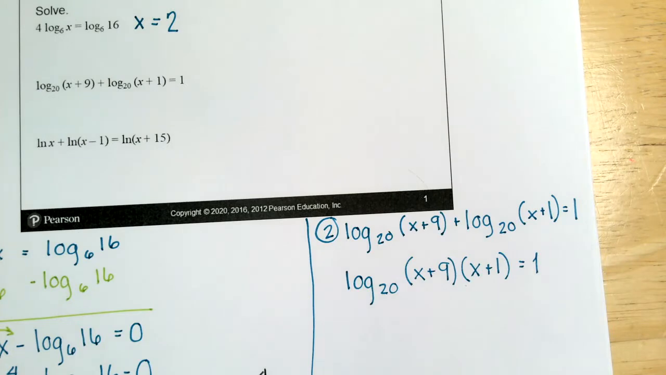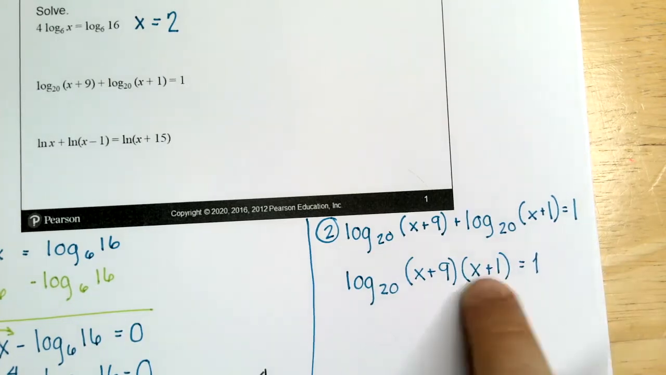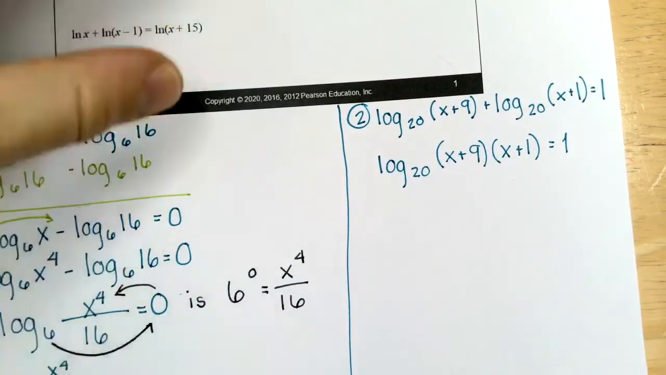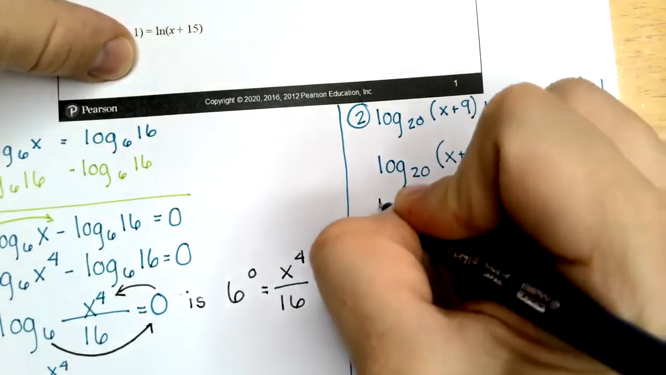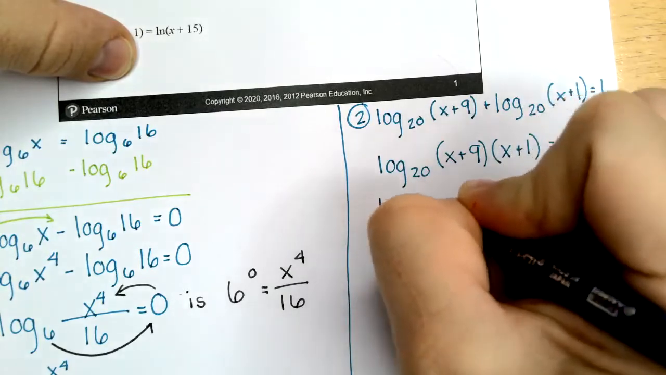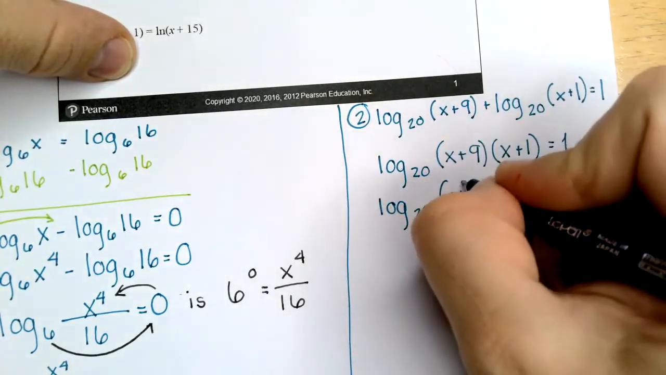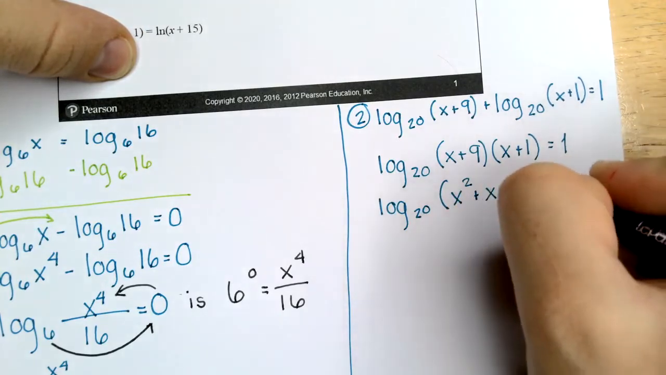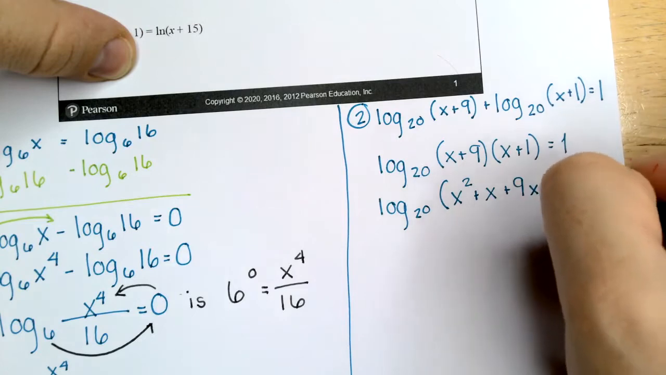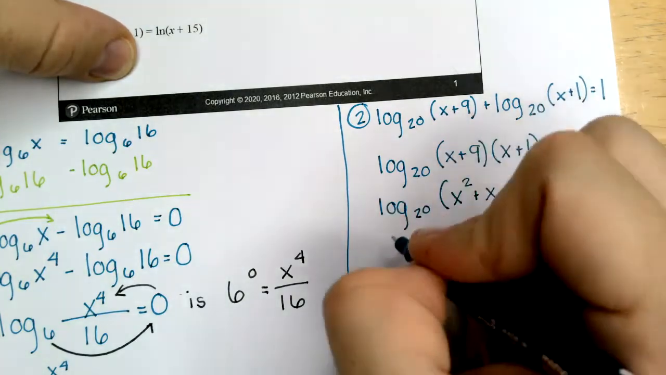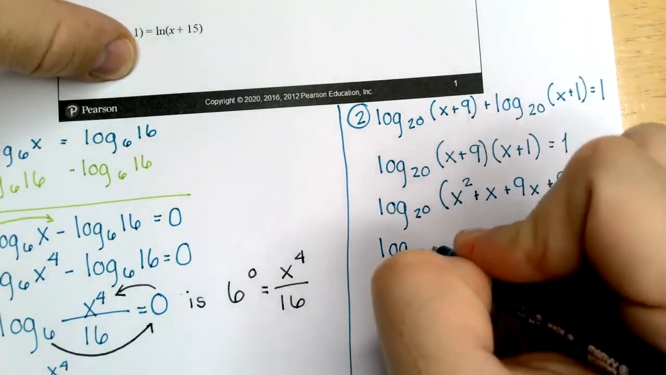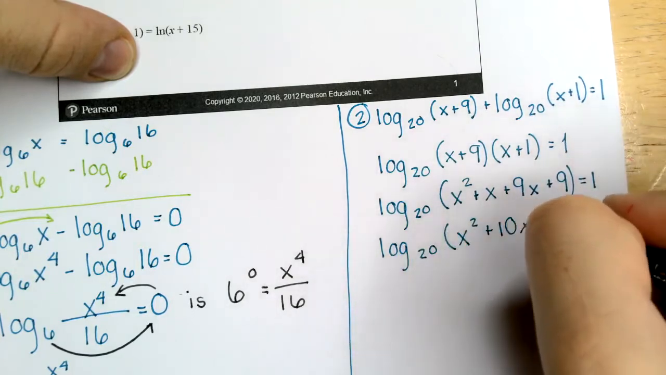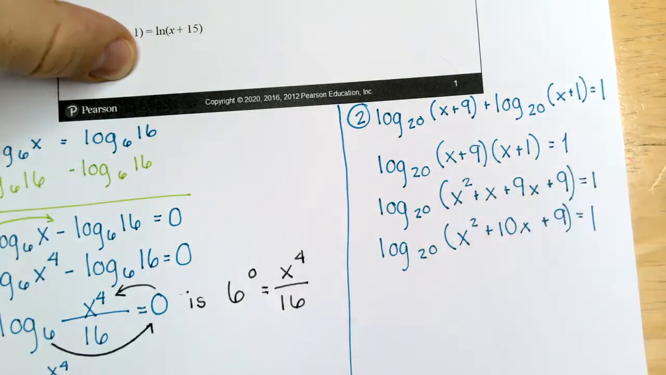Good? I'm just going to use FOIL to turn this into one quadratic expression. So now it's log 20, x times x is x squared, plus x, plus 9x, plus 9 equals 1. I'm going to simplify that to log base 20 of x squared plus 10x plus 9 equals 1.